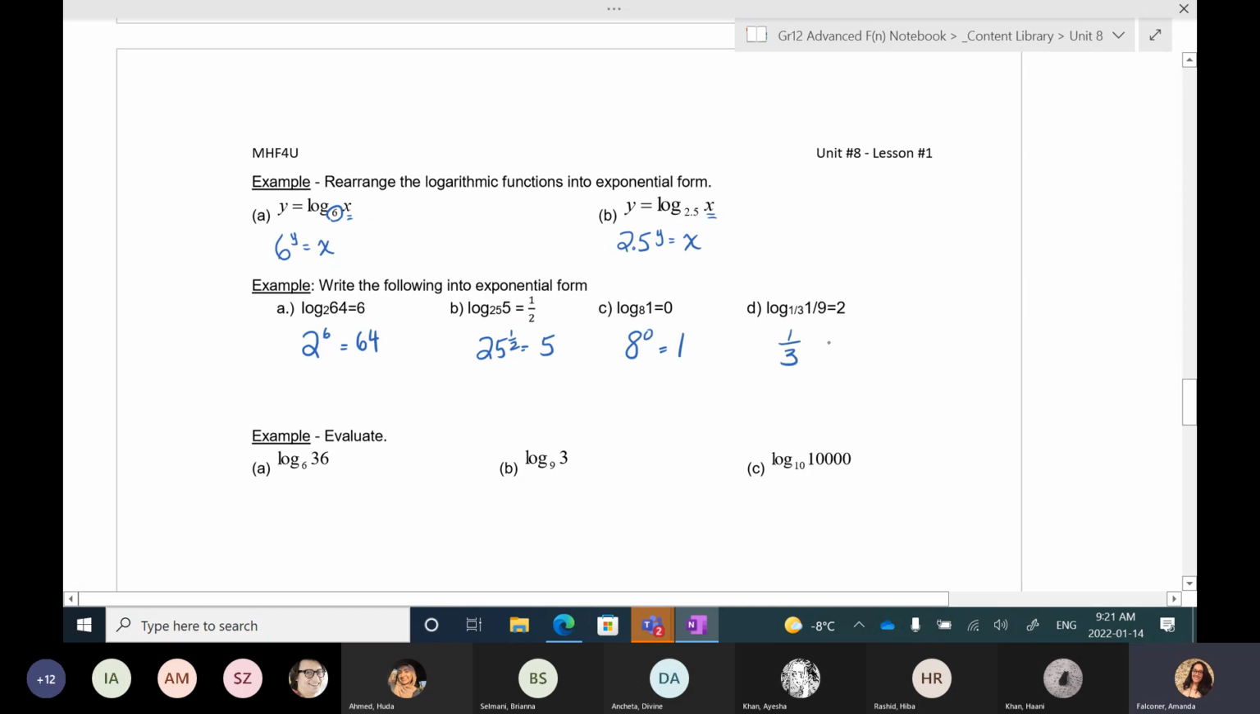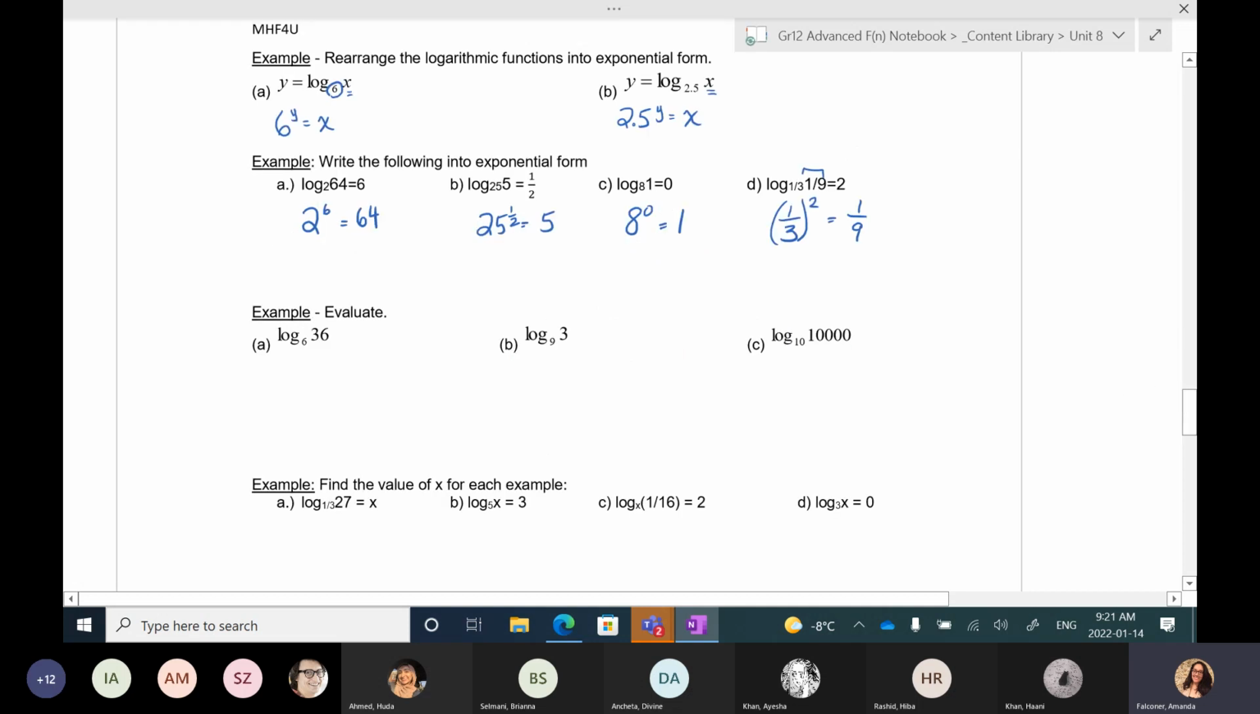This little bottom number is my base. I'm going to say that the argument, this 1/9, is the answer. Sorry, I should say the answer is my exponent. So this whole thing is to the 2. And that also makes sense: 1 squared is 1, 3 squared is 9. So we're just double checking at the end that we've used the patterns correctly to change the logarithmic style into the exponential style.